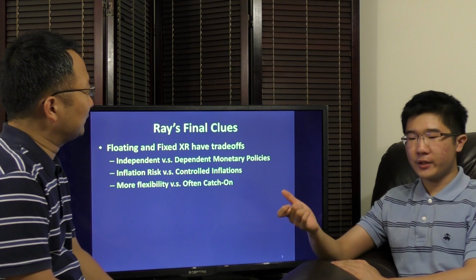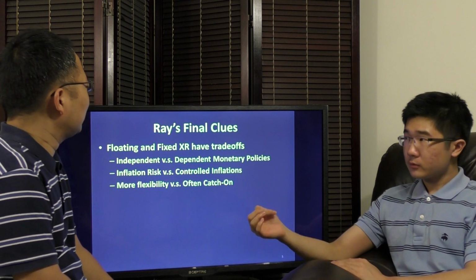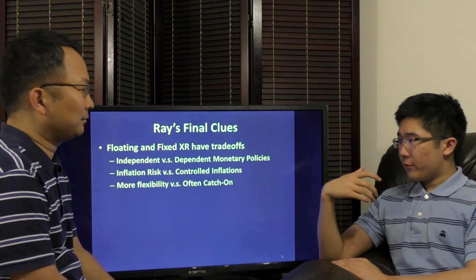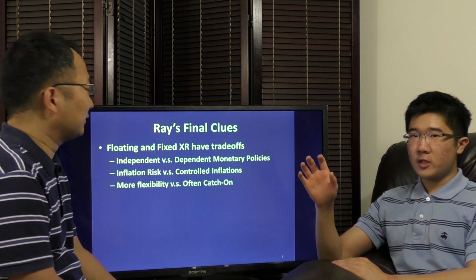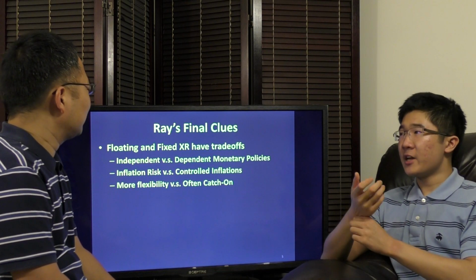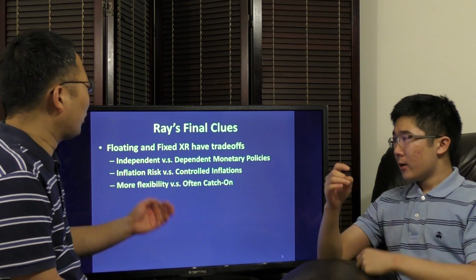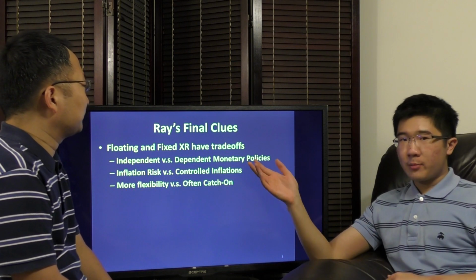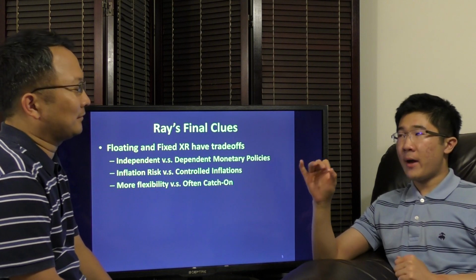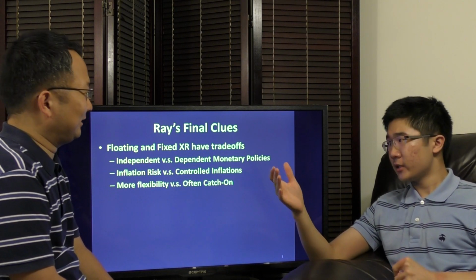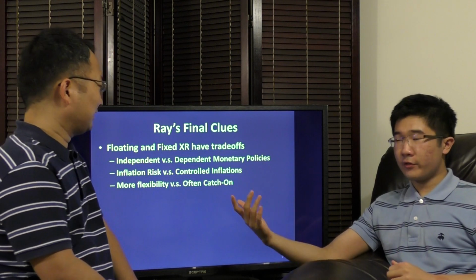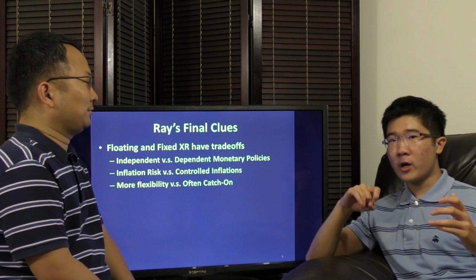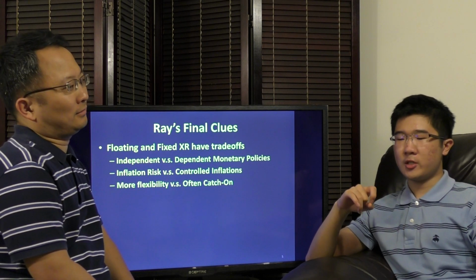So for our final takeaway, floating and fixed exchange rates have trade-offs. With a floating exchange rate, you have independence in your exchange rate and monetary policy. You have inflation risk, but you have more flexibility in your policy because you're not tied to a certain exchange rate. You are more aligned with your own economic cycle. But with a fixed exchange rate, you have less flexibility. You have to peg yourself to a certain exchange rate, no matter the conditions of your economy or anything else. But it controls inflation because you control your exchange rate, and you become dependent on another country, because you lose independence in your monetary policy.